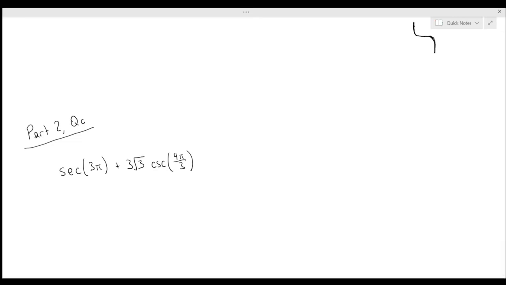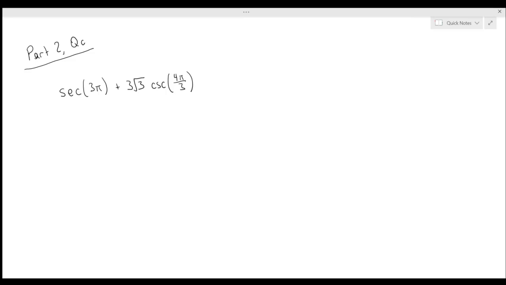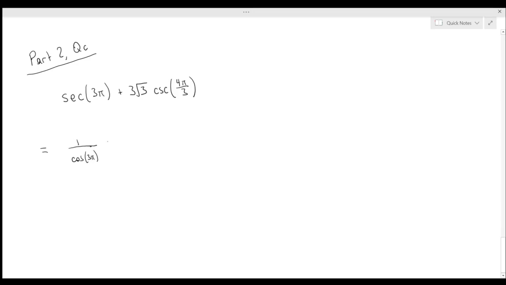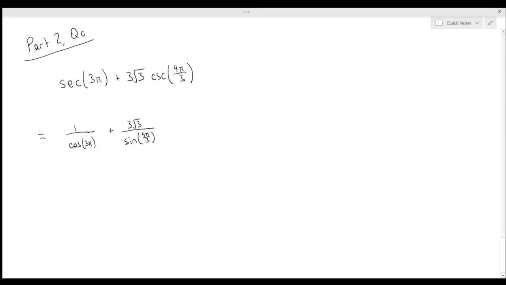In order to evaluate this expression, personally, I find it easiest to think in terms of cosines and sines. So just to help me think through the problem, I remember that secant is 1 over cosine. So I could rewrite this as 1 over cosine of 3 pi. And likewise, I know that cosecant is 1 over sine, so I can rewrite this as sine of 4 pi over 3 in the denominator. I do that because I'm more familiar thinking in terms of cosine and sine.